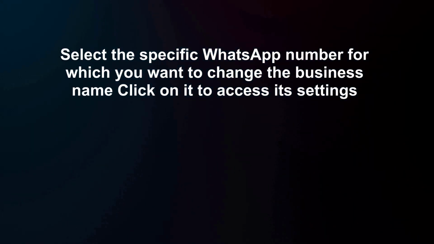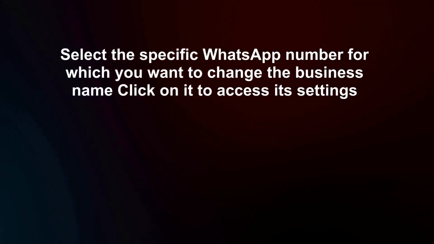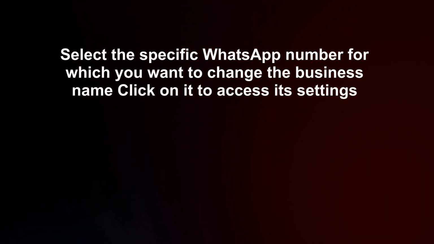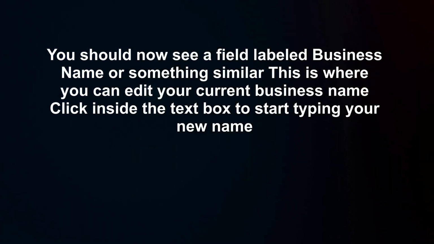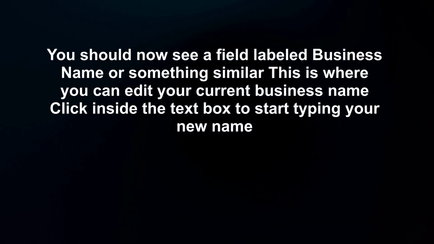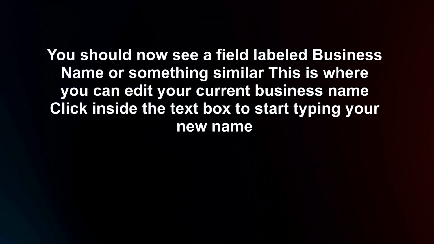Select the specific WhatsApp number for which you want to change the business name. Click on it to access its settings. You should now see a field labeled business name or something similar. This is where you can edit your current business name. Click inside the text box to start typing your new name.